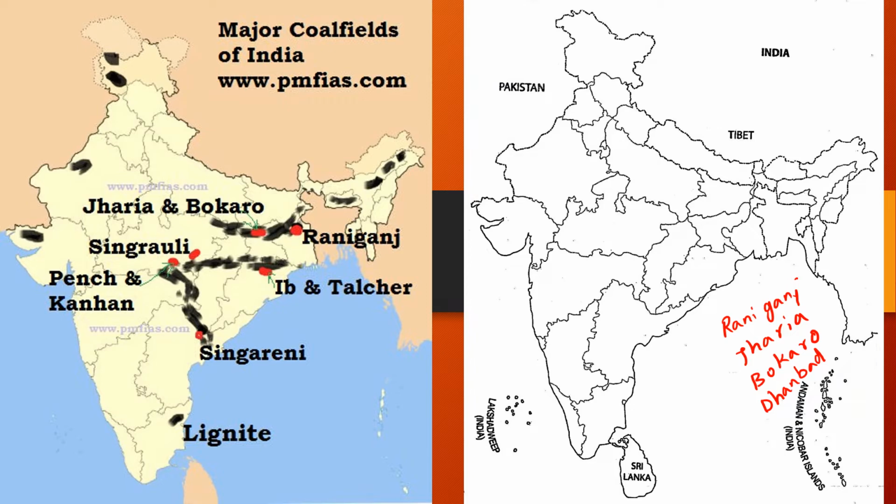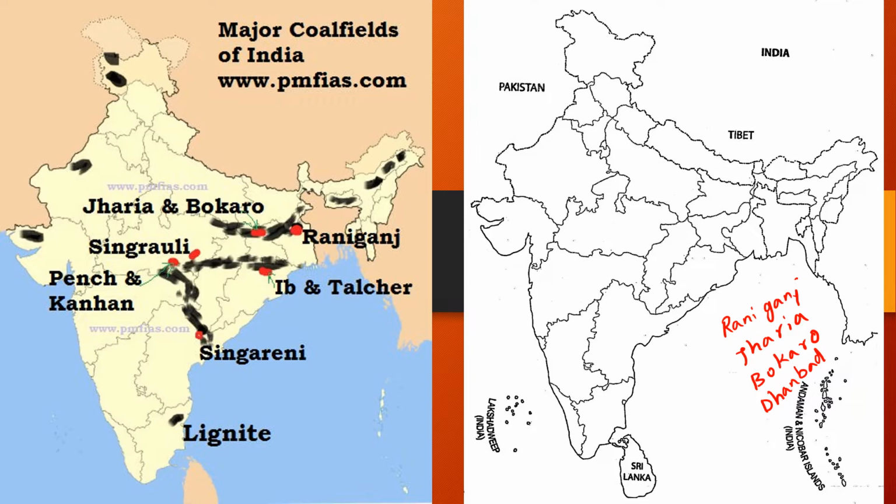So these are the main four coal fields given in our book. They are mentioned in India itself. These are the leading producers of coal in India. So Raniganj, Jharia, Bokaro, and Dhanbad. Clear? So where is this Raniganj? Raniganj is located in West Bengal.